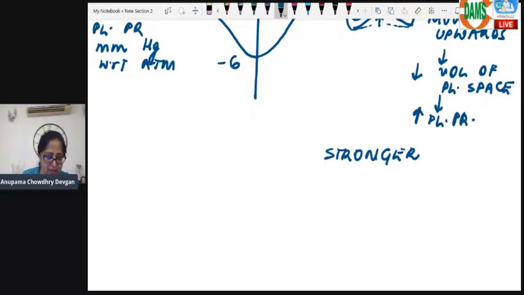Hey, Srishti Agarwal, air is not entering into the pleural space. Air is entering into the lungs, not into the pleural space. The pleural space is surrounding the lungs.